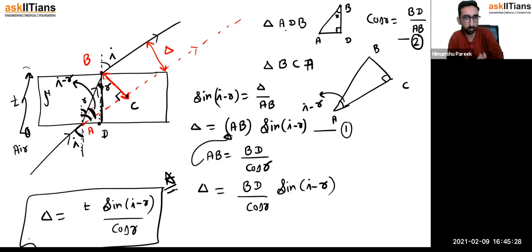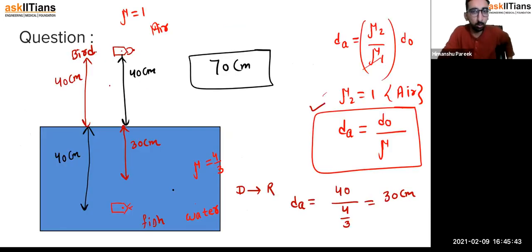You can change the value of i and observe what is happening, whether numerically what you're getting is happening in nature or not, whether you're able to observe the light ray shifting more or not. So that's an experiment you can try at home. Okay, now let us talk about one numerical on this.